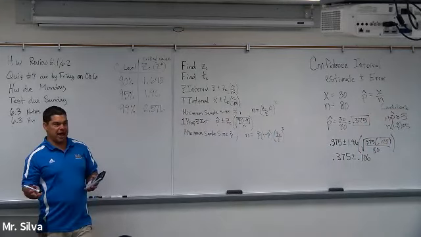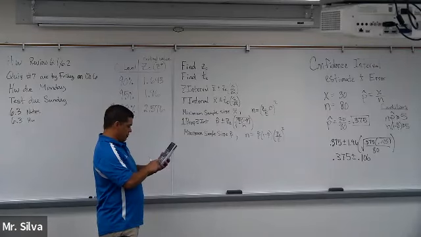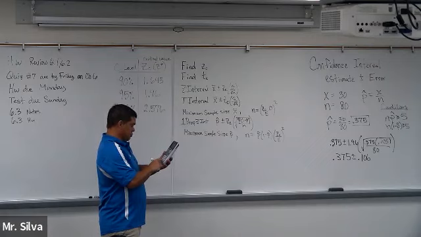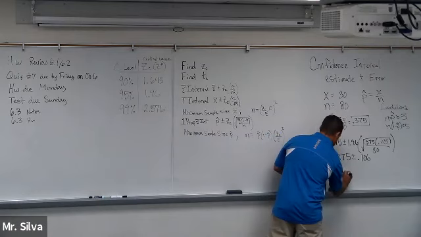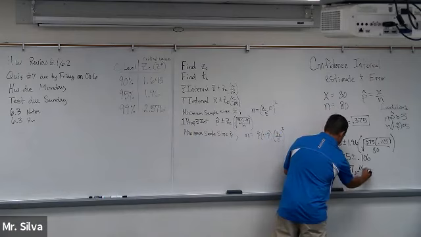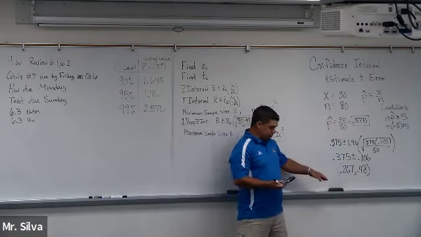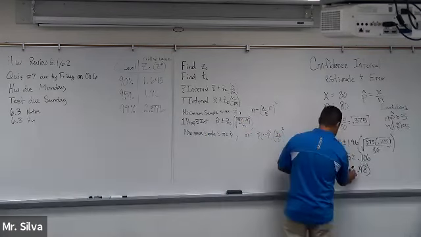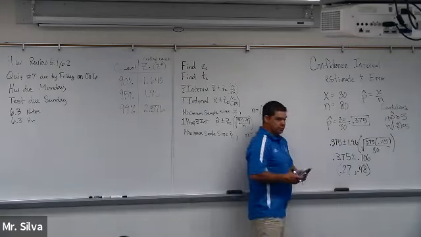The last step is to add and subtract those two values. 0.375 plus 0.106. 0.375 minus 0.106. Again, the smaller number first. 0.269. I'm just going to round it to the nearest hundredth decimal place.